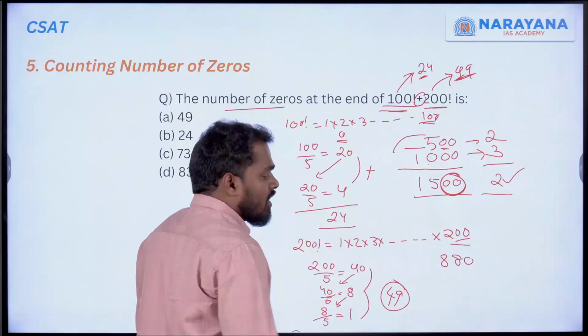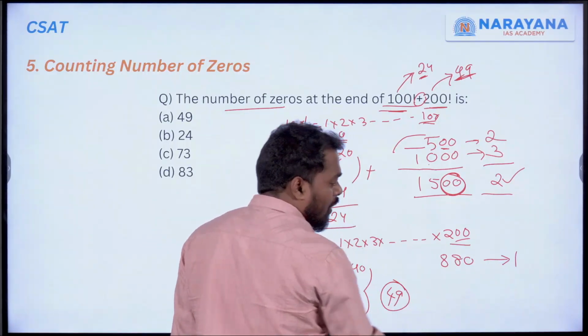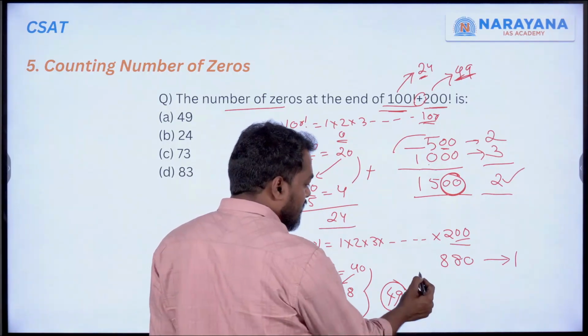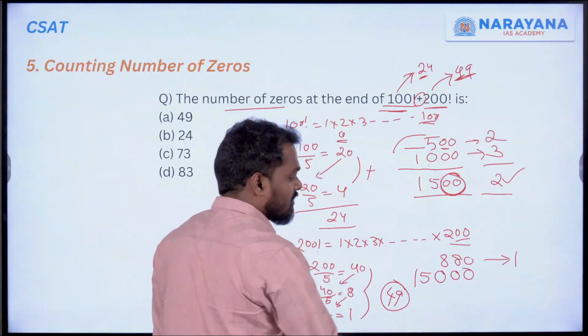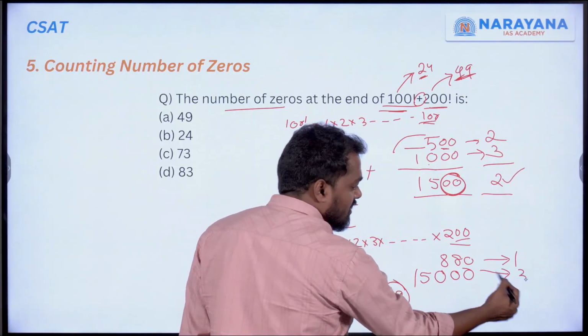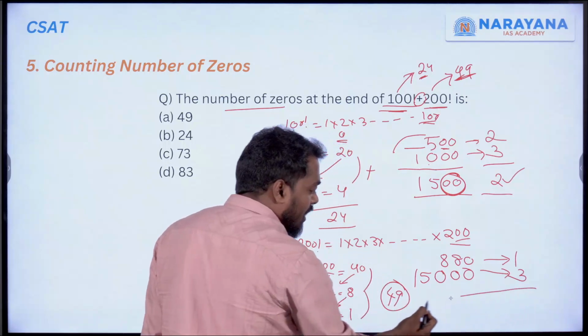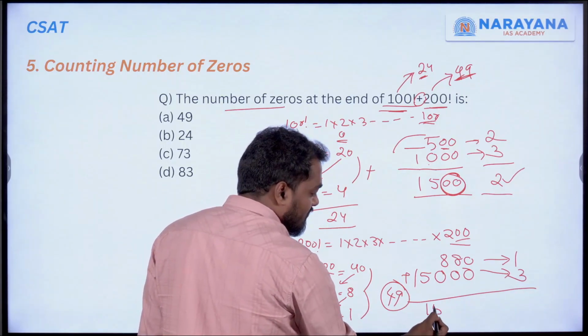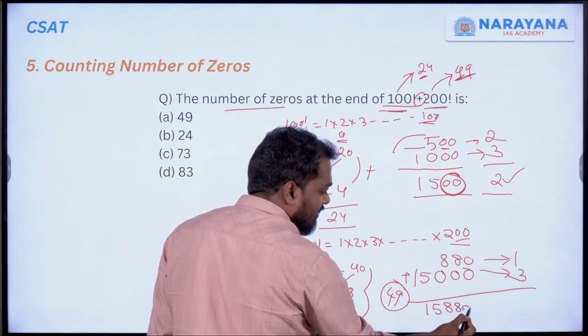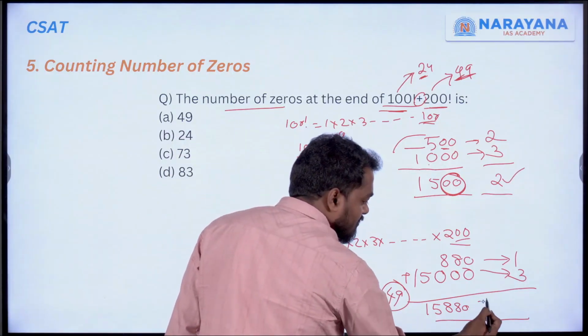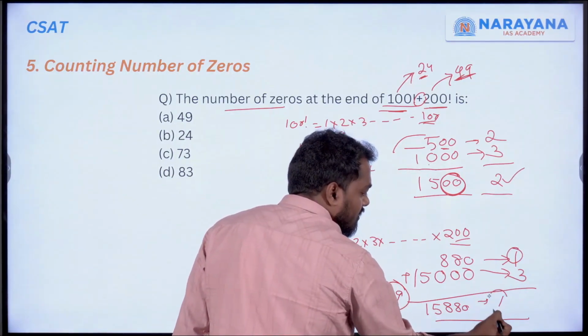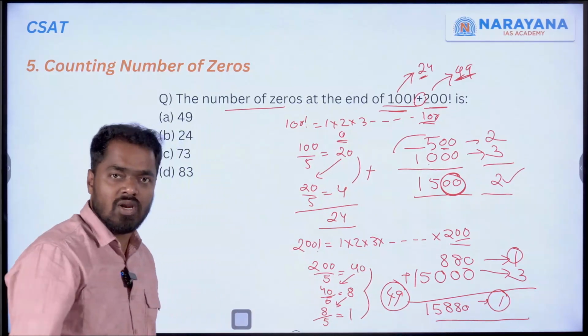880. How many zeros are there? 1. Take any other product: 15,000. How many zeros are there? 3. So if you add them, you are getting 15,880. Still you have only 1 zero. So whichever is the smallest number, that many zeros you have.